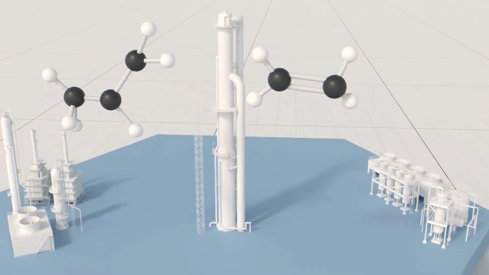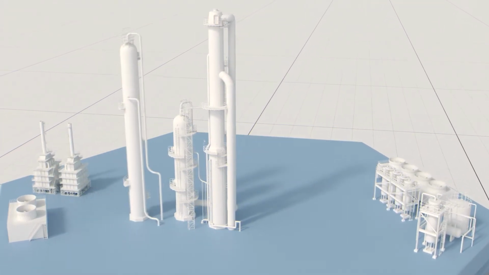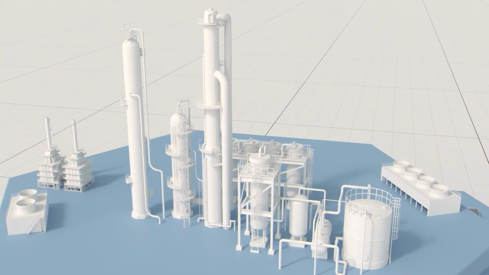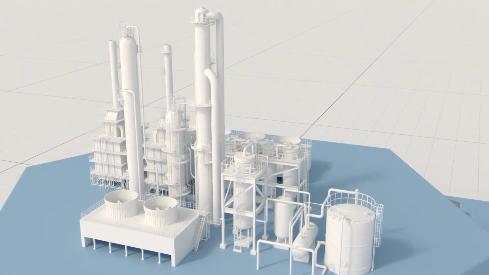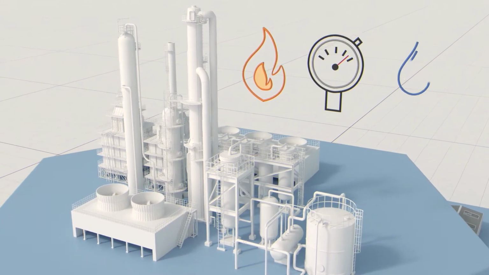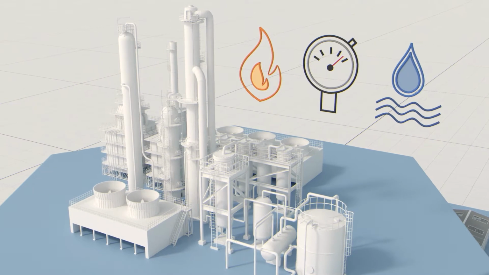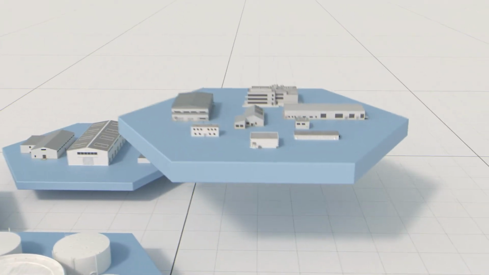In addition to reaction vessels, each unit is a collection of distillation columns, pipes, pumps, compressors, and equipment specifically designed for the chemistry being produced. Units are designed and constructed to safely manage heat, pressure, and the flow of liquids and other elements involved in the chemical manufacturing process.